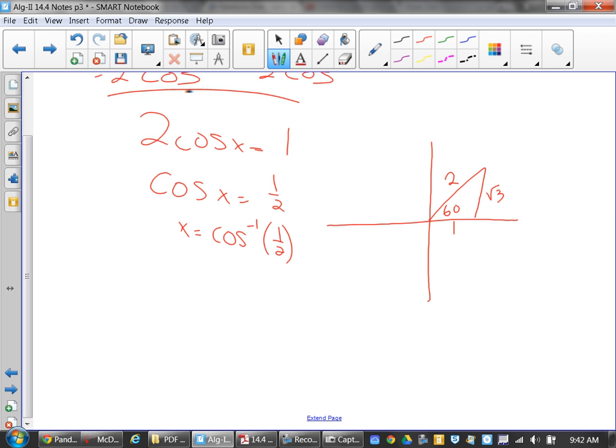Yes. Okay. My 60-degree angle is radian what? Pi over 3. So it's at pi over 3. What other quadrant is cosine positive in? Fourth. So if I drop that down, what is this angle now? 5 pi over 3.